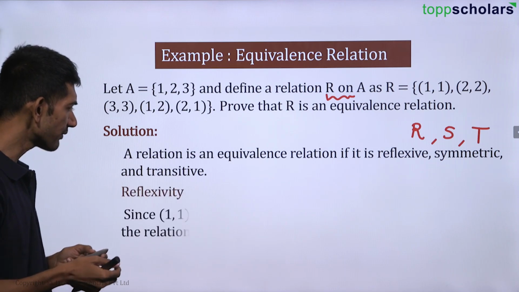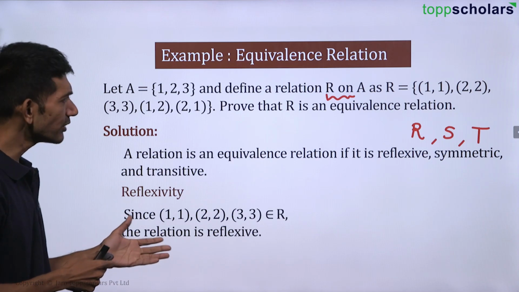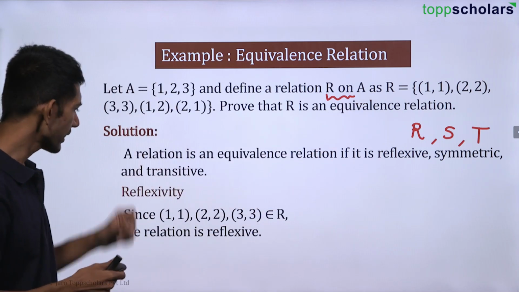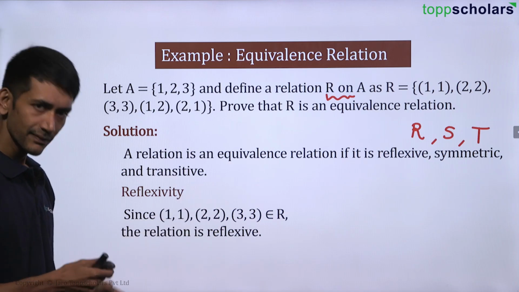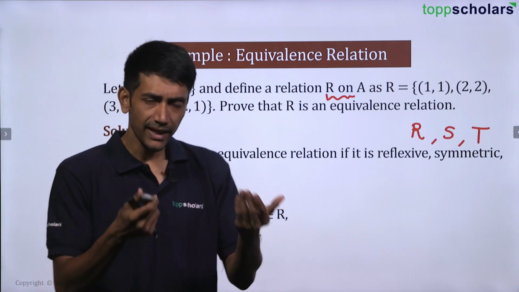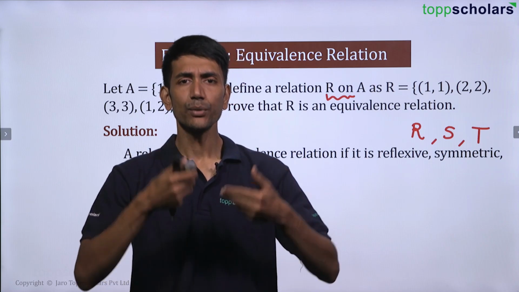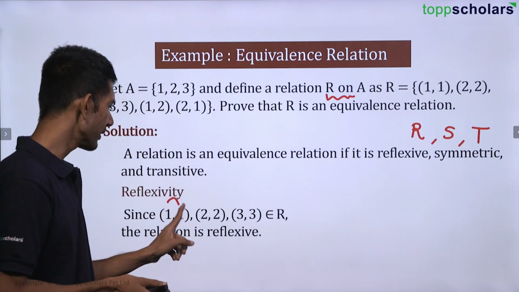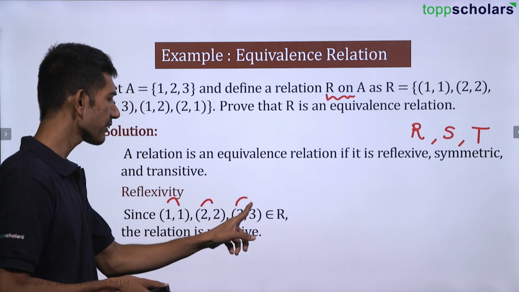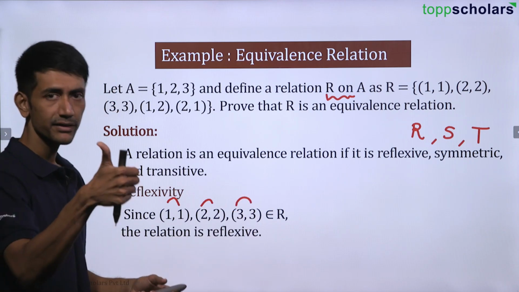So let us talk about the reflexivity. Now observe, we have (1, 1), (2, 2), (3, 3). That itself is reflexive, right? That is, every element is related to itself. 1 is related to 1, 2 is related to 2, 3 is related to 3. So yes, reflexive it is.